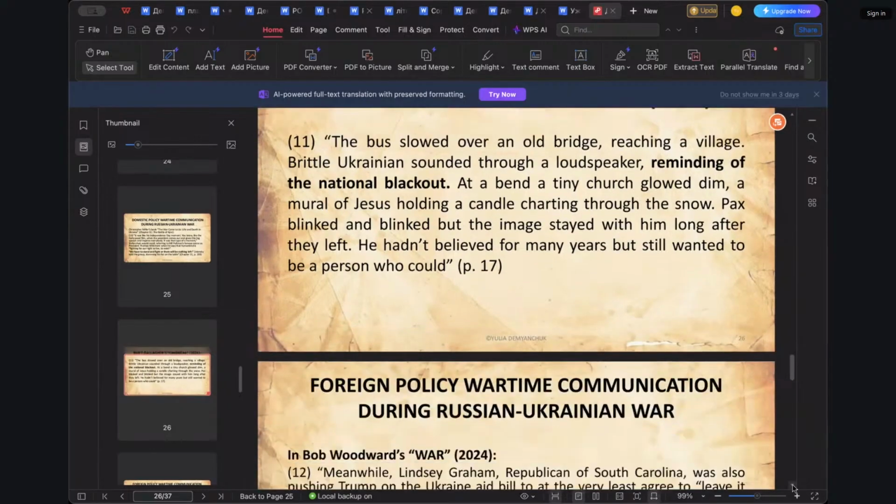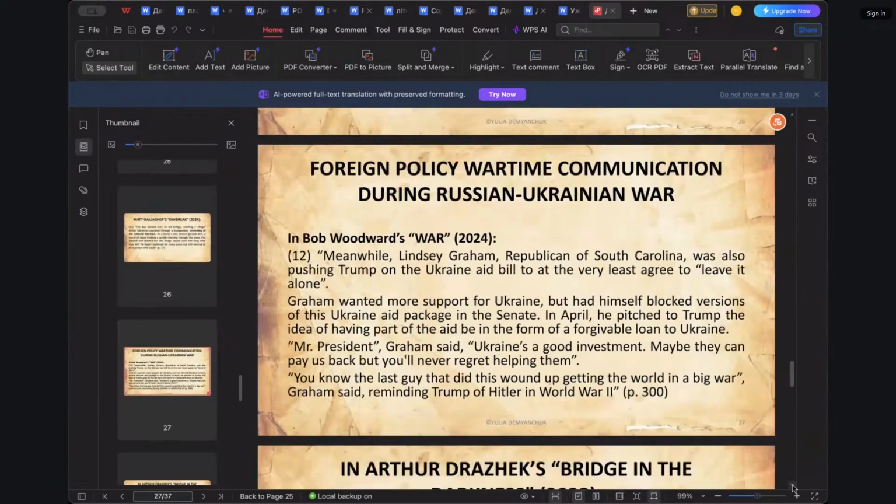And I have a lack of time. And one more example, and maybe it will be the last one. So this is the book of Bob Woodward, War. And this is a typical fragment of text.